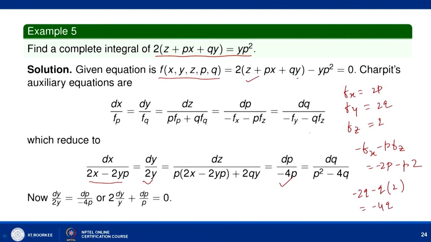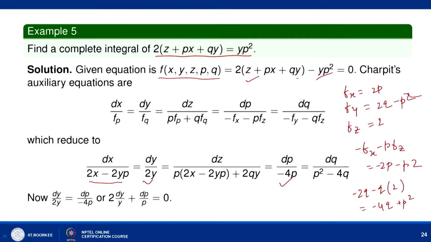So fy is what? Fy is 2q minus p square, because this term is also there. So 2q minus p square, so here minus p square will also be there, so that is p square. So p square minus 4q, you will get it here.